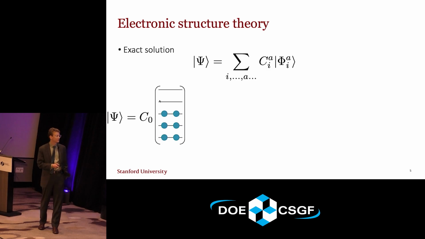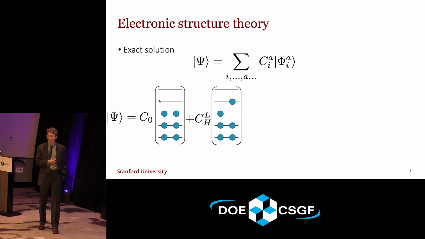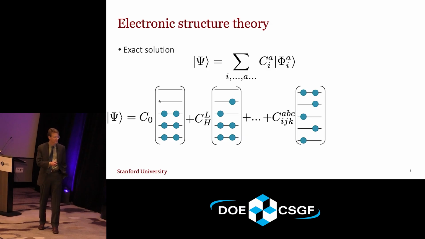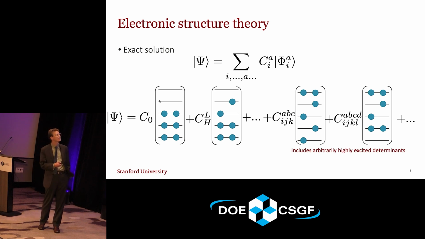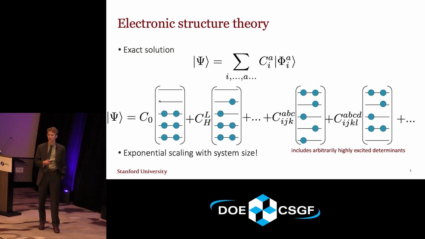And so our exact wave function has some component of the Aufbau determinant, some of all the singly excited configurations, some of all the doubly, all the triply excited, all the quadruply excited, and this includes up to arbitrarily highly excited determinants. So obtaining the exact solution to the electronic Schrodinger equation in this Hilbert space is going to scale exponentially with system size. And so this is not feasible to do in practice, and we need to make approximations.